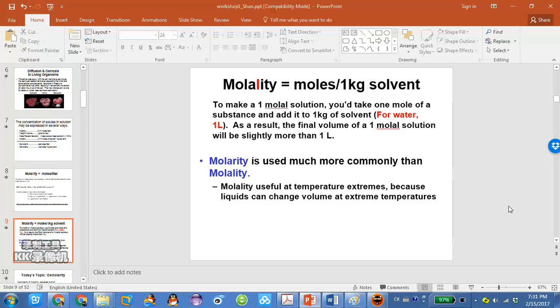You should notice that molarity is used much more commonly than molality. But the calculation method for molarity and molality should be very similar. You just have to pay more attention to the denominator. Instead of per unit of solution, you should use per kilogram of solvent for the calculation of molality.